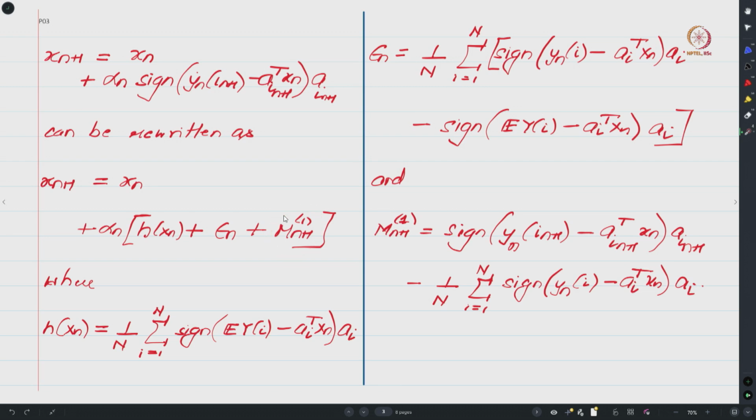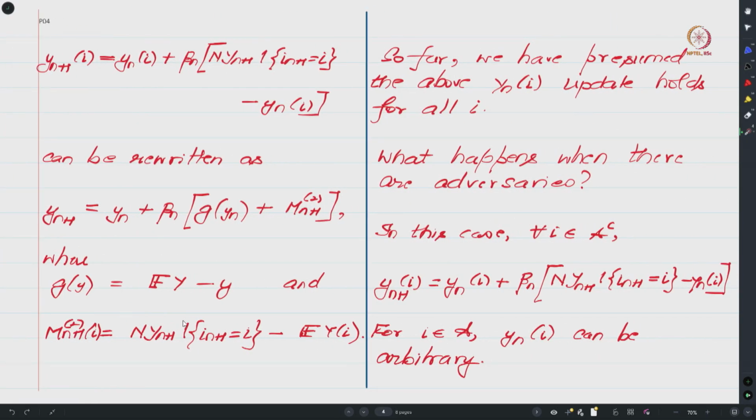So this is a nice term. This is in some sense an additional perturbation term that we have not encountered so far, and this h of xn is what we have over here. In some sense this is like the idealized update we would like to have, right. And similarly we can rewrite this yn update, right.